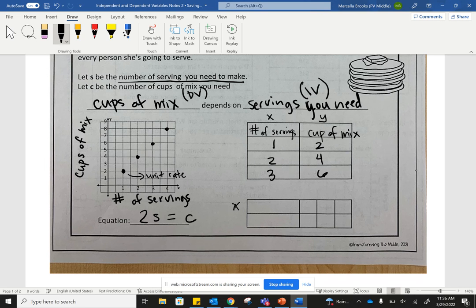So again, I'm going to put this in another table. So these are the different ways that you can see your independent and dependent variables. So number of servings, and then Y, cups of mix, and you do it the same way. So 1 serving, 2 cups of mix. 2 servings, 4 cups of mix. 3 servings, 6 cups of mix.